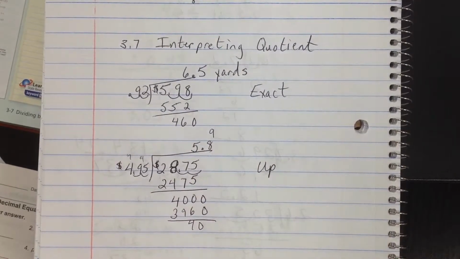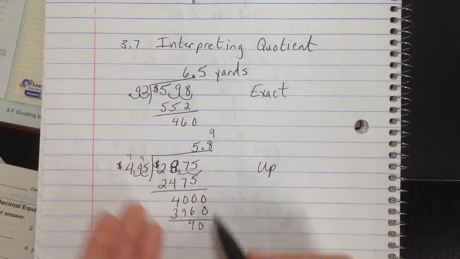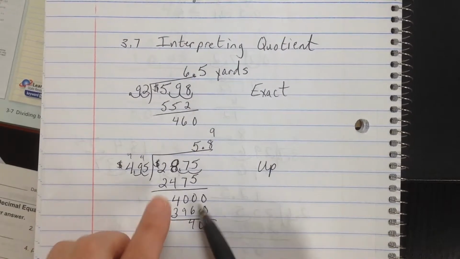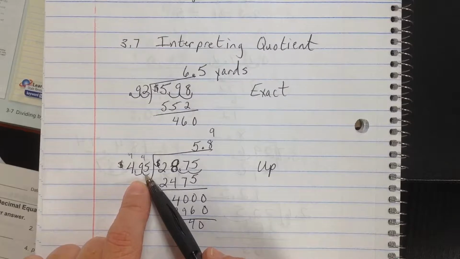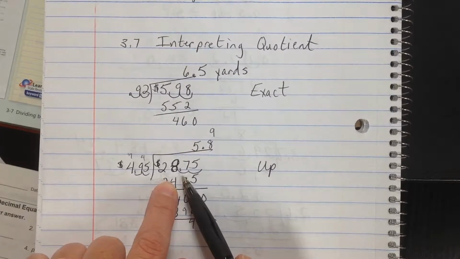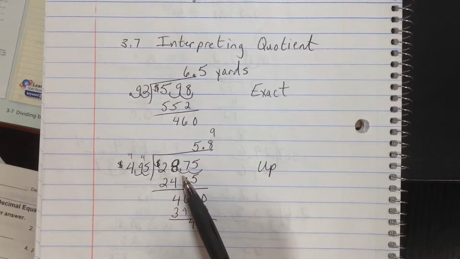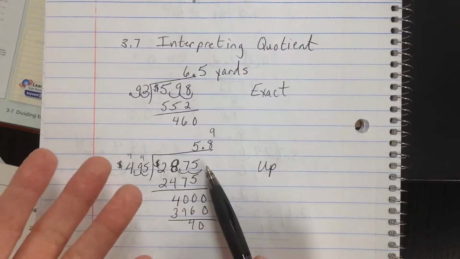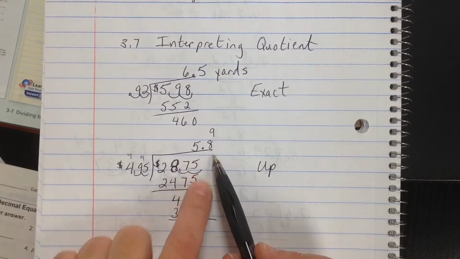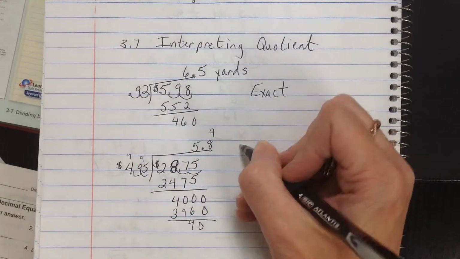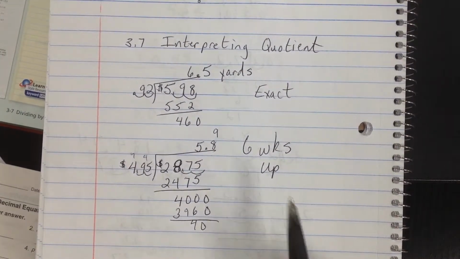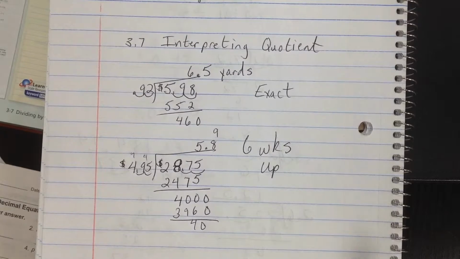You might be thinking, why am I not making too much of a deal about the exact answer here? Well, if I'm going to save $4.95 a week and I want $28.75, I could end up a little bit over, but I can't end up under, and I can't really have part of a week. So as soon as I got to this part where this is going to be 5.8 or 5.9, I would say that it's going to take me 6 weeks. I kind of have to go up with that one, right?